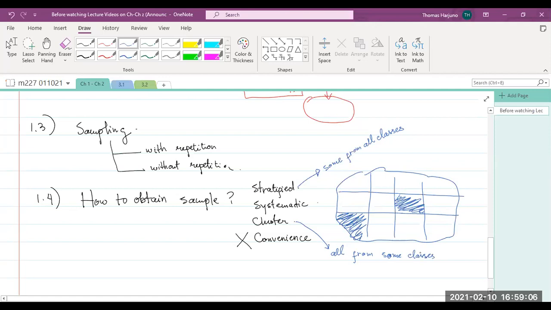Clustering method is taking all from some classes. So even though we have 50 states, you say, you know what, if you really want to know who gets the presidency, this is a classic case for our presidential election. You just need to ask people in Michigan, for example. In other words, why do we need to waste our money and time to do the presidential election in all 50 states? Just do it in Michigan. Why? Because historically, whatever Michigan decides, that's who the president turns out to be.